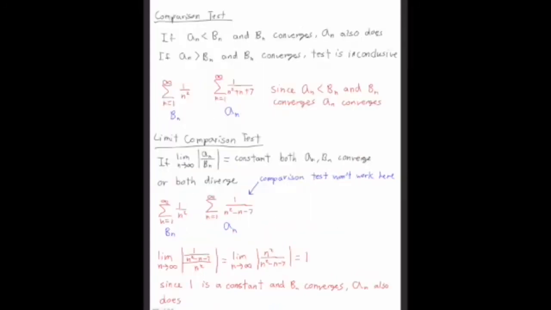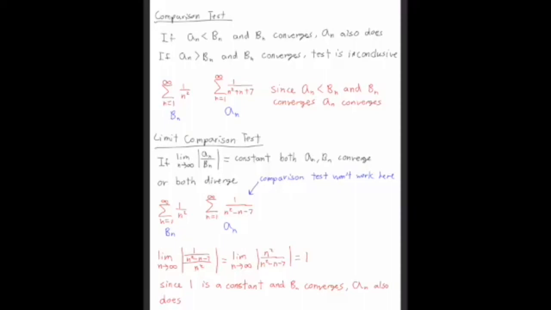So the comparison test is if a of n is less than b of n, and b of n converges, a of n also does. If a of n is greater than b of n, then the test is inconclusive. And so, for example, I have 1 over n squared. We know that this thing converges, so we set that as the b of n. And we have this other function as a of n of 1 over n squared plus n plus 7. Since a of n is less than b of n for all n's, and b of n converges, a of n also converges.